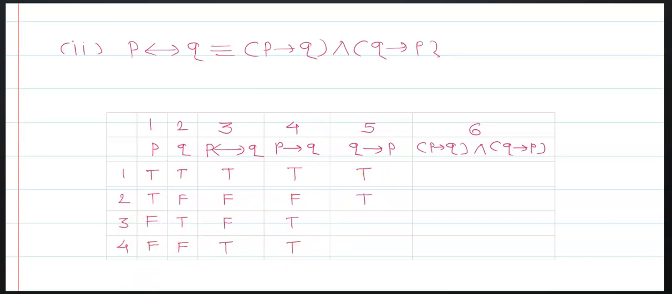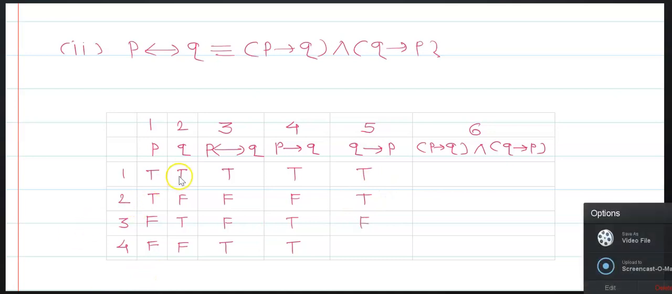Now Q implies P. T implies T, both are the same, therefore it is true. F implies T, therefore again it is true. But third is T implies F, therefore it is F. And last, both are the same, therefore it is true. Now see this.